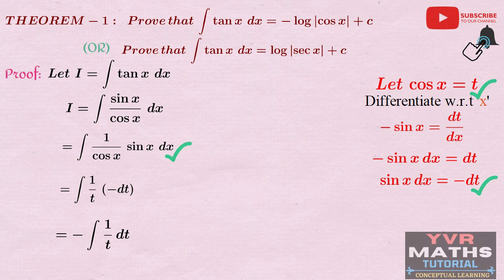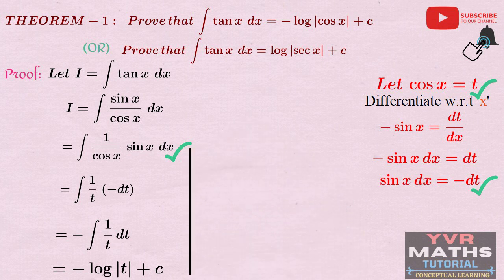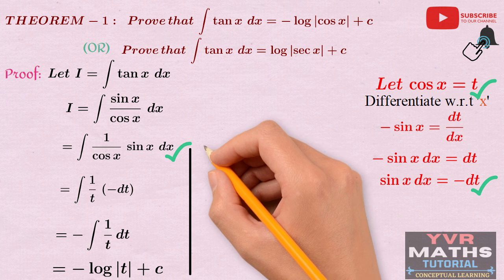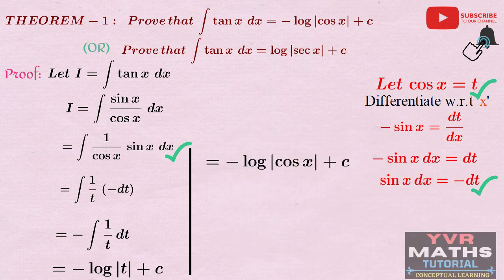Now integrate the new integral with respect to the new variable. So we know the integration of 1 by x dx. If we apply that formula here, then the next step is minus log modulus of t plus c. Now replace the new variable by the original variable in the answer. Then the next step is minus log modulus of cos x plus c. I will do some simplification for this step.